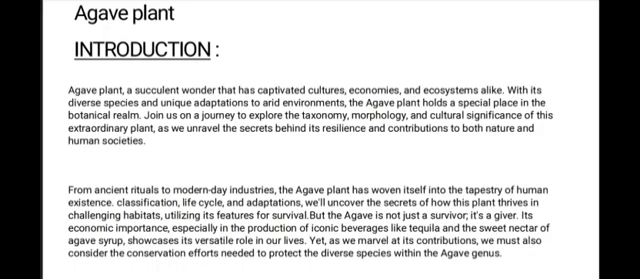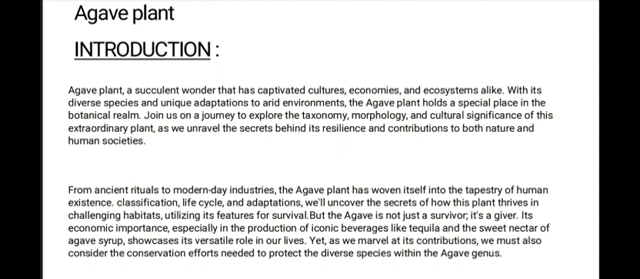Introduction. The agave plant is a succulent wonder that has captivated culture, economy, and ecosystems alike. With its diverse species, it has a unique adaptation to arid environments. The agave plant holds a special place in the botanical realm. It is also a journey to explore the taxonomy, morphology, and cultural significance of this extraordinary plant. It reveals the secret behind its resilience and contribution to both nature and human society. From ancient times to modern industries, the agave plant has made its own place in human existence, through classification, life cycles, and adaptation. We will uncover the secret of how this plant thrives in challenging habitats, utilizing features of survival.